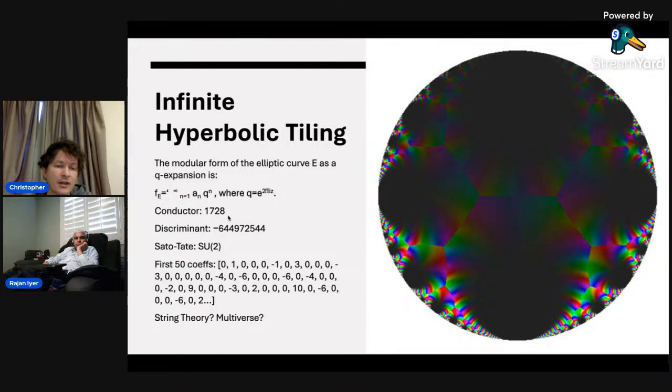Then the conductor of the elliptic curve is also Ramanujan's taxicab number 1728, which is 12 cubed. The discriminant is some large negative number. And then the Sato-Tate group is SU(2), the special unitary matrices of order 2, which is interesting because that ties in a lot with determining the spins of fermions, as well as relating to the Bloch sphere and therefore to polarization.